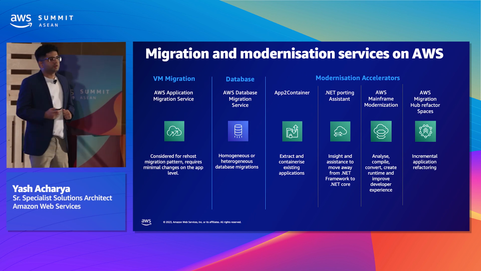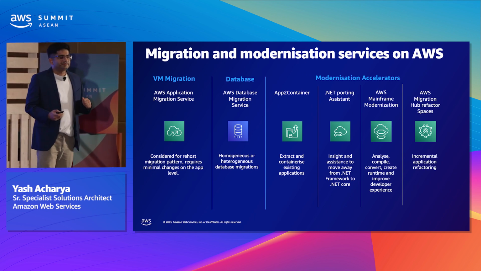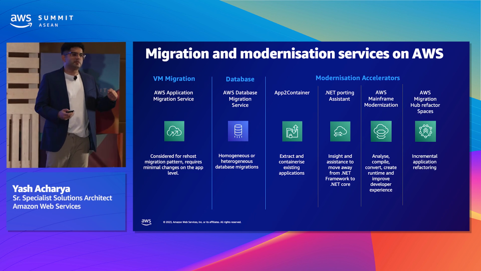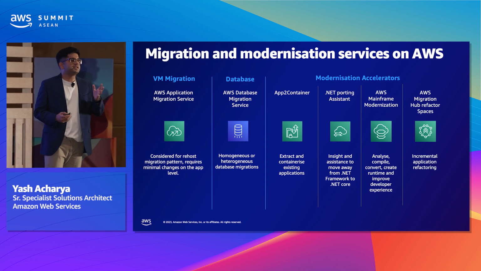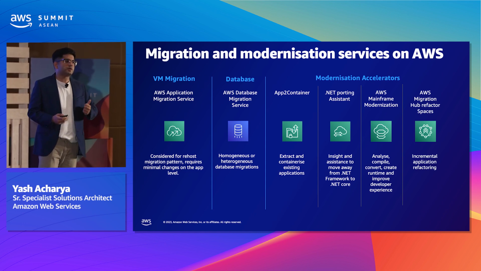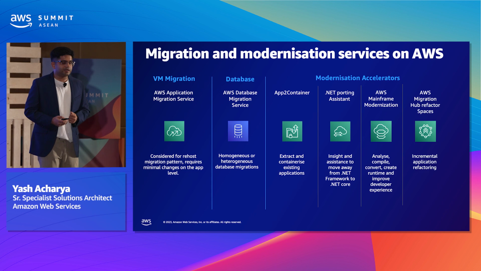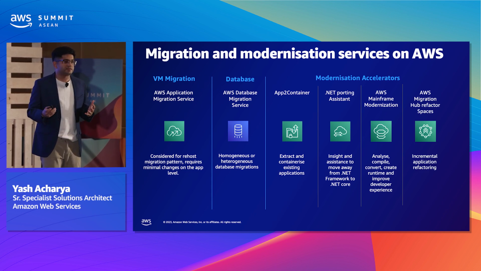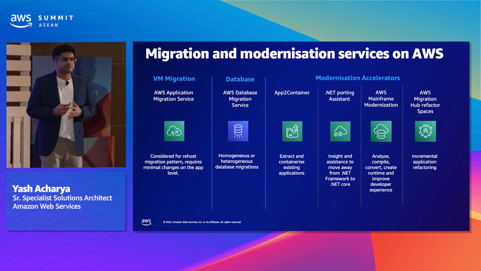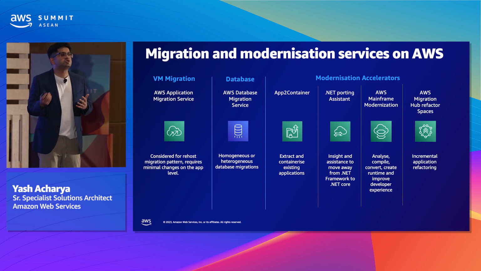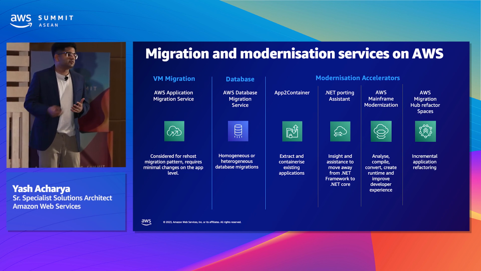Then in terms of overall migrations and modernization, there are two components on the VM side as well as the database side. So virtual machine side, we have the Application Migration Service, which can help you accelerate the overall migrations of your virtual machines. This is basically rehosting. No changes are required. You simply just lift and shift to the cloud. Database Migration Service, this is typically used for any homogeneous or heterogeneous migrations. From MySQL to MySQL, or even if you want to shift away from Oracle and move to Postgres.